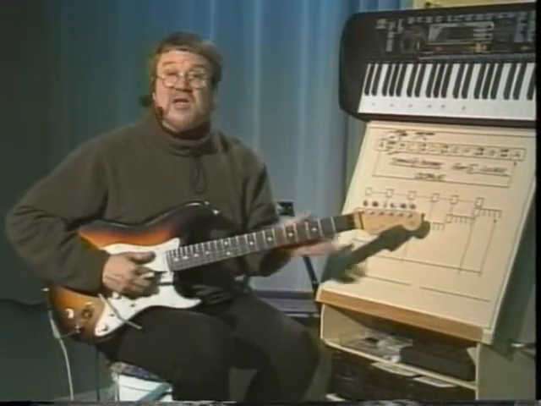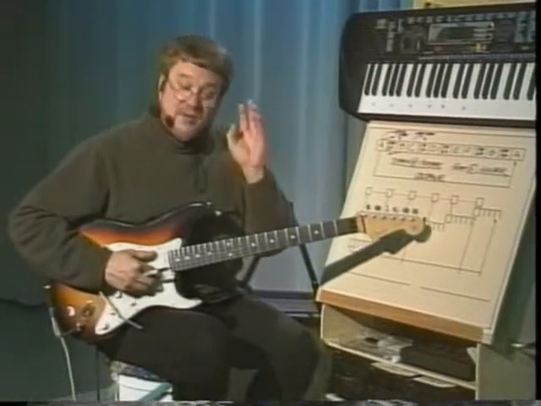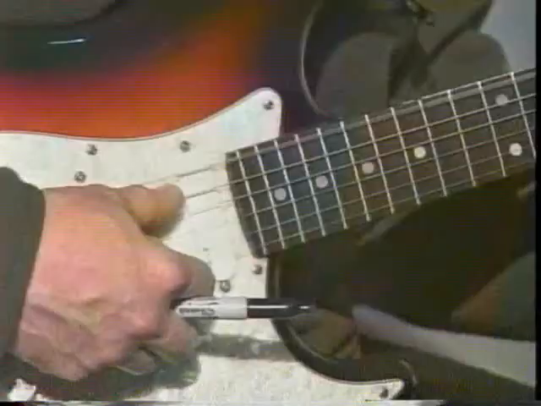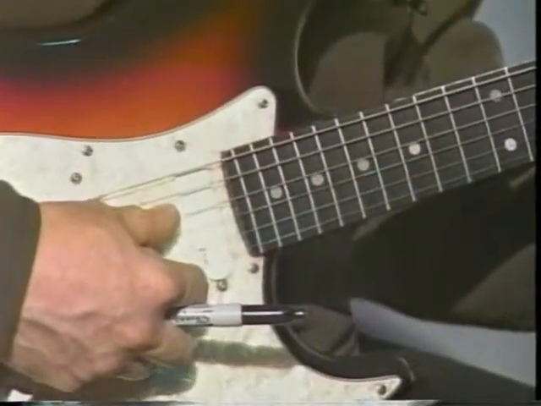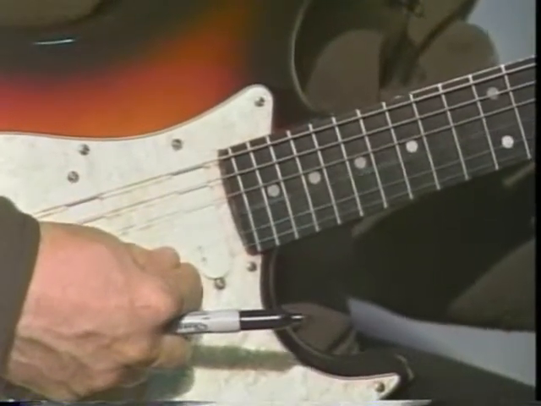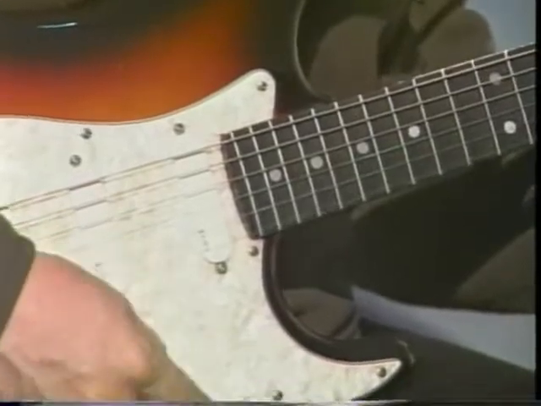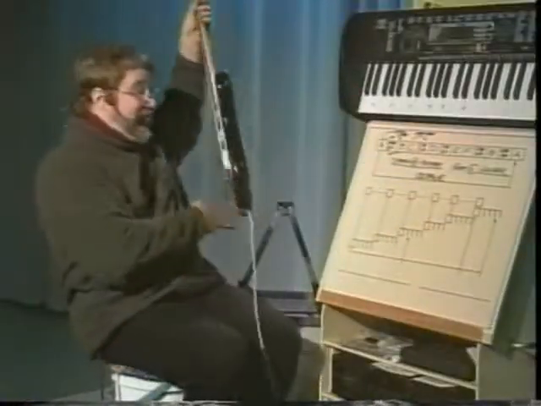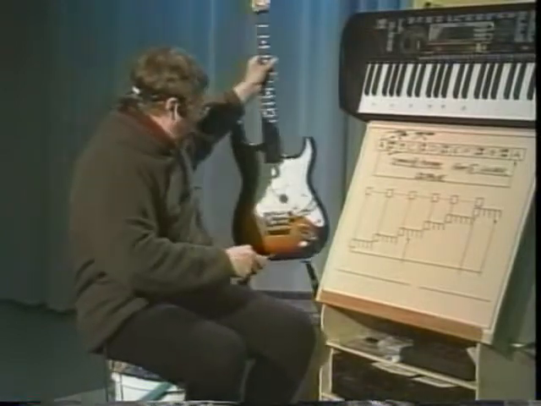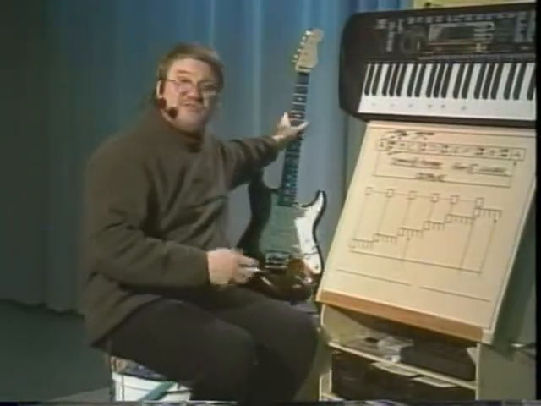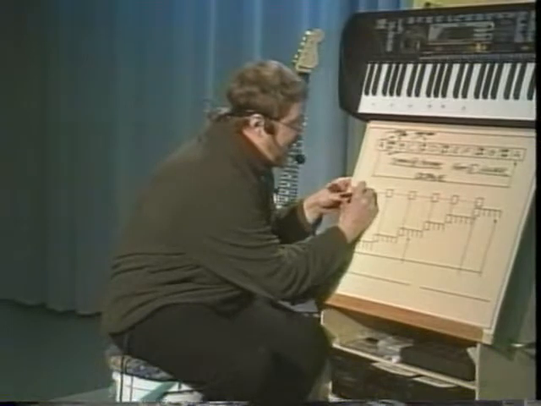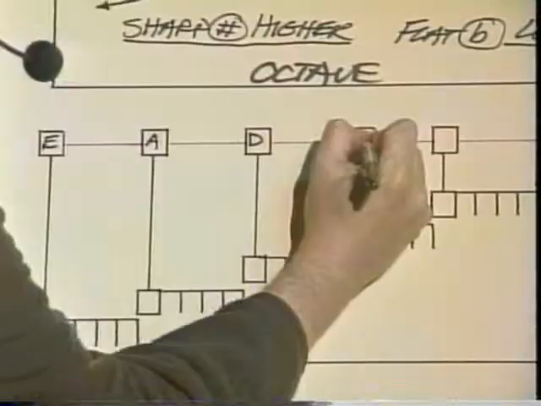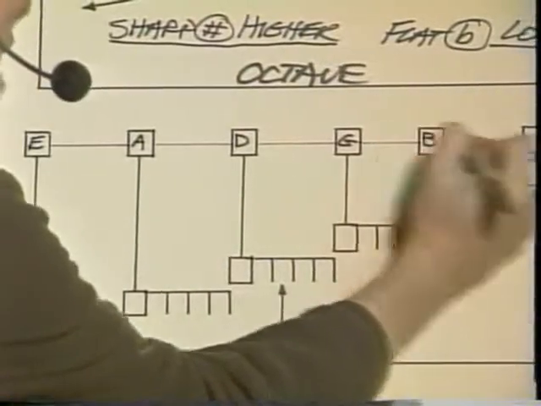The names of your strings go like this, as many of you already know: E, A, D, G, B, and E. That's E, A, D, G, B, E. I'm going to write them on this chart here. The names of your strings go E, A, D, G, B, and E.